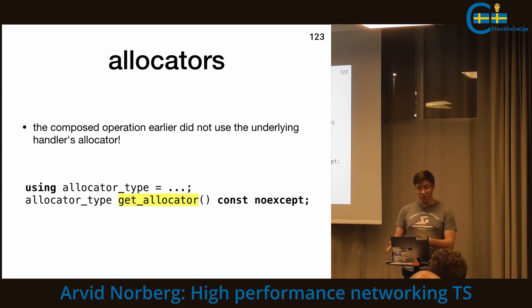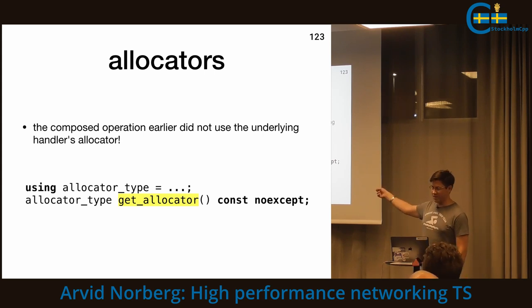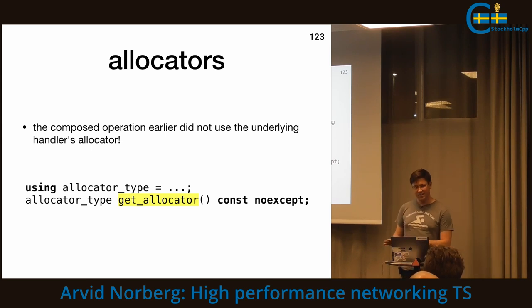So if you recall earlier, the composed operation that we did didn't have the get allocator function on it. It was actually not really an ideal way of implementing a composed operation, because it may have had a very fancy handler callback passed into it with its own allocator. And then we're just like, well, we're not going to use that allocator. We're just not going to use anything. So ideally, you should forward the allocators used by your underlying handlers. And there are also executors associated with handlers that you should propagate. I've sort of been avoiding talking about executors.